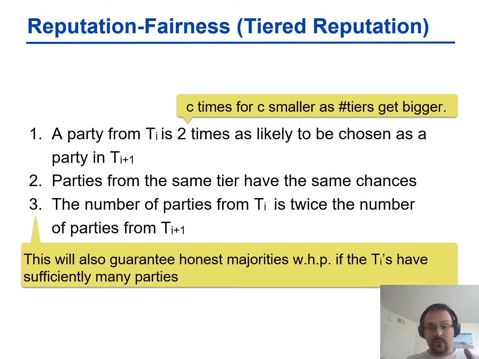And if you look at what this gives us, at least with the twice as high, if we have more than, say, 4 reputation tiers, this will always guarantee honest majority in the committee. This property will always guarantee honest majority in the committee. Of course, with overwhelming probability, with very high probability, just by having sufficiently many parties in each of the high reputation tiers. So if there aren't sufficiently many, there is a way to counter. I'm not going to discuss it here.